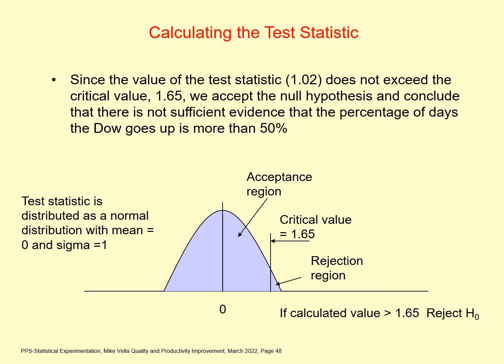Since the value of the test statistic, 1.02, did not exceed the critical value of 1.65, we accept the null hypothesis and conclude that there is insufficient evidence that the percentage of days the Dow goes up is more than 50%. As represented by our little graph, our acceptance region is the area to the left of our critical value, 1.65, and our actual calculated test statistic is 1.02, so therefore we accept the null hypothesis.